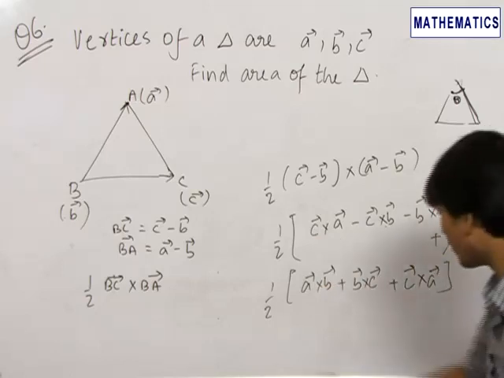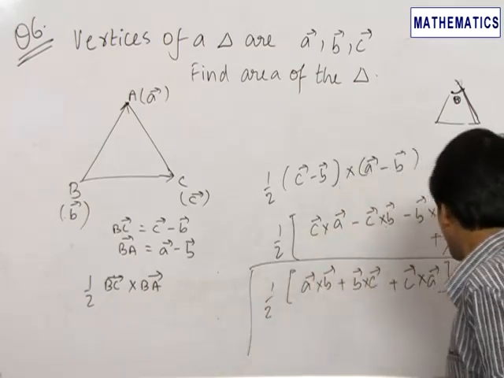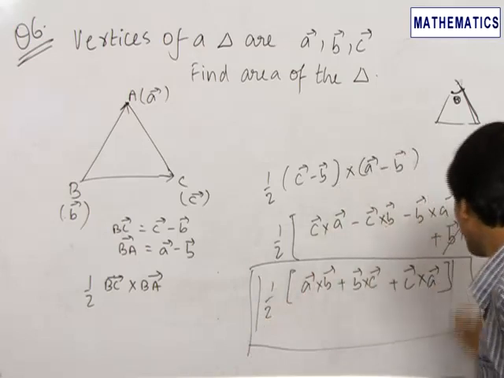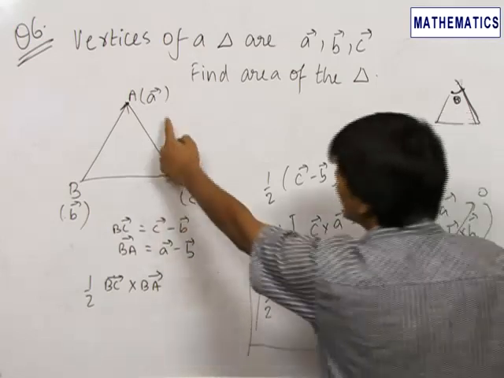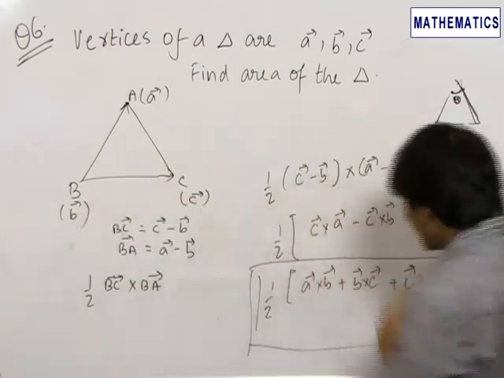So this is a very important formula which you should remember. Also take the modulus at last. So this represents the area of the triangle whose vertices are A vector and B vector and C vector.